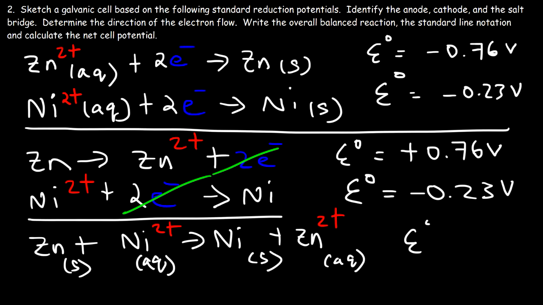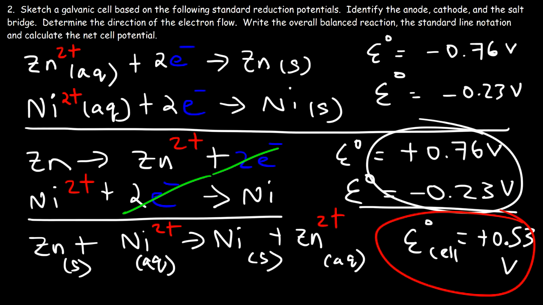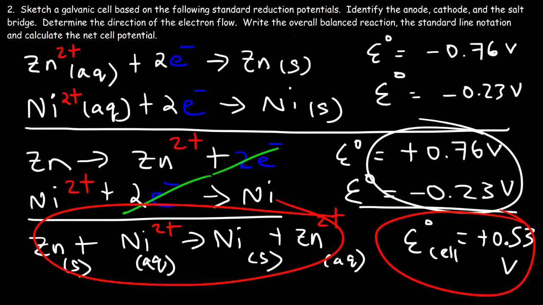Now the overall cell potential is going to be the sum of these two numbers. So 0.76 plus a negative 0.23, that's going to give us a cell potential of positive 0.53 volts. So this is one of the answers. That's the net cell potential, and this is the overall balanced reaction.